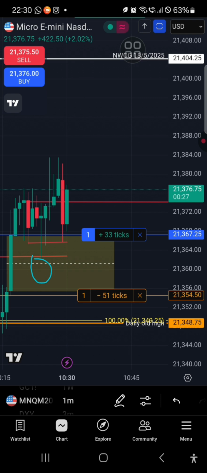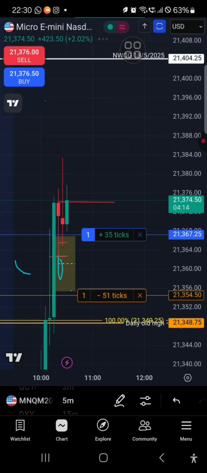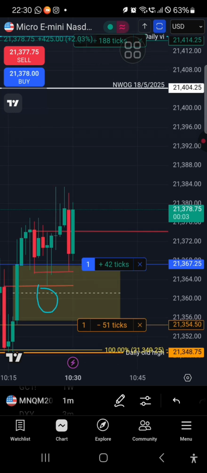Okay, nice expansion higher here. Yes, just look at the 5-minute chart. Very ugly. Okay, at this point, can we expand past the rejection block?